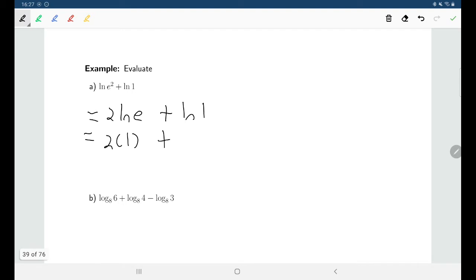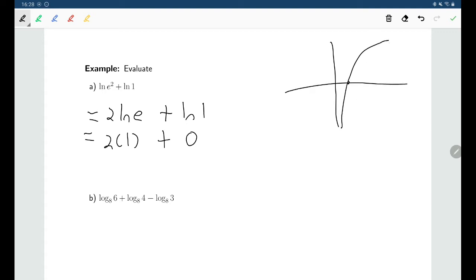For natural log of 1, that is 0. Again, we had the property on the previous slide that log base a of 1 is always 0. So log base e of 1 certainly should be 0 as well. You can think of it from that perspective, or from the perspective of the graph. The graph of natural log passes through the point 1, 0. So when x is 1, y is 0, and for natural log of 1, the output should be 0. And then we just need to finish this off. 2 times 1 plus 0, that is 2.